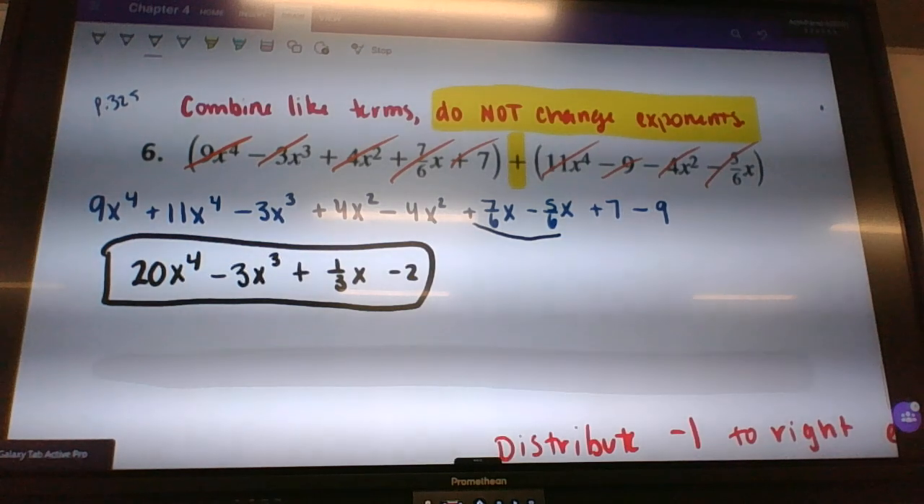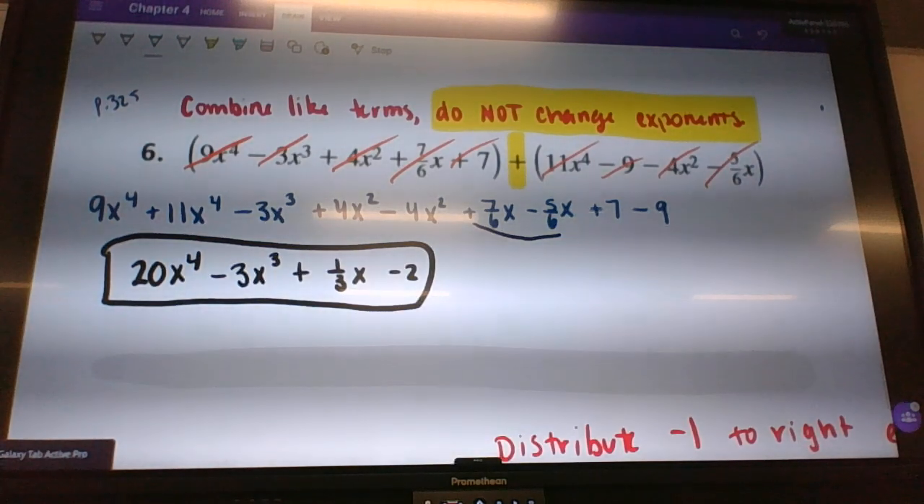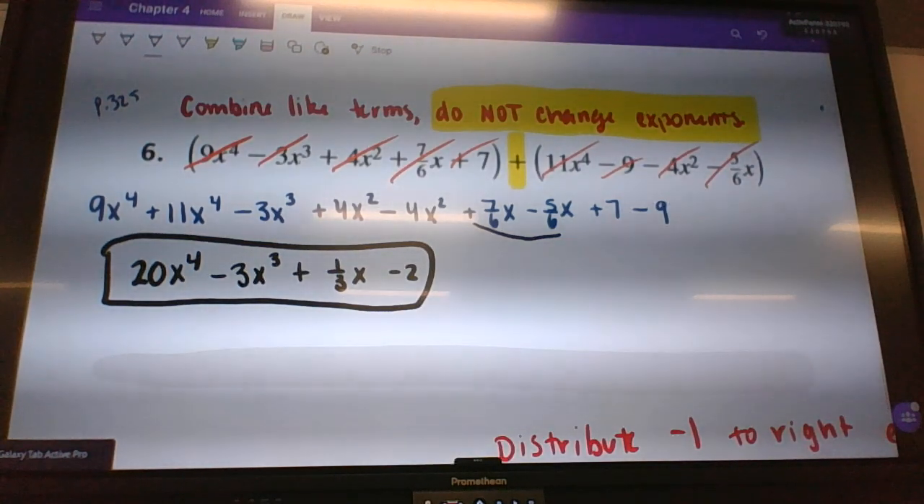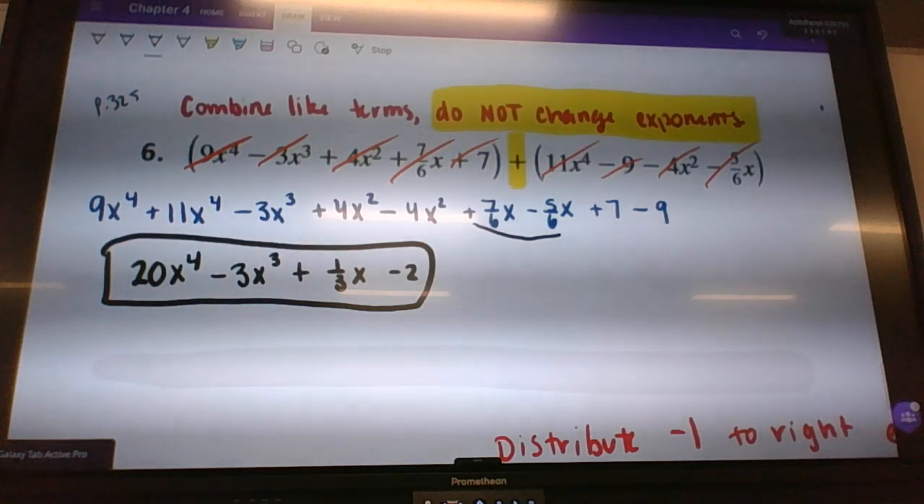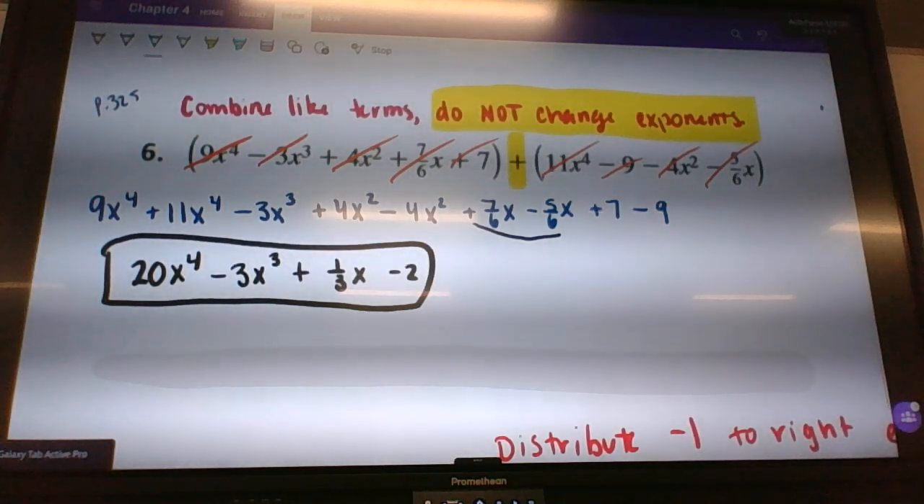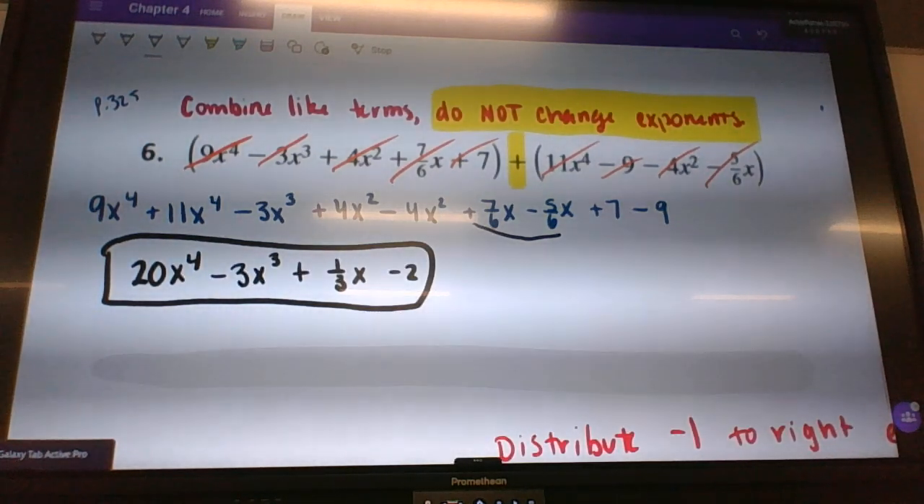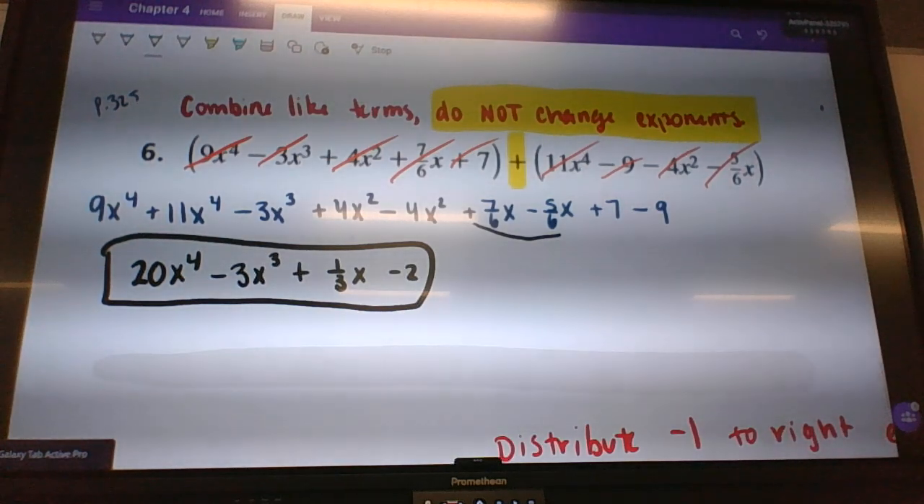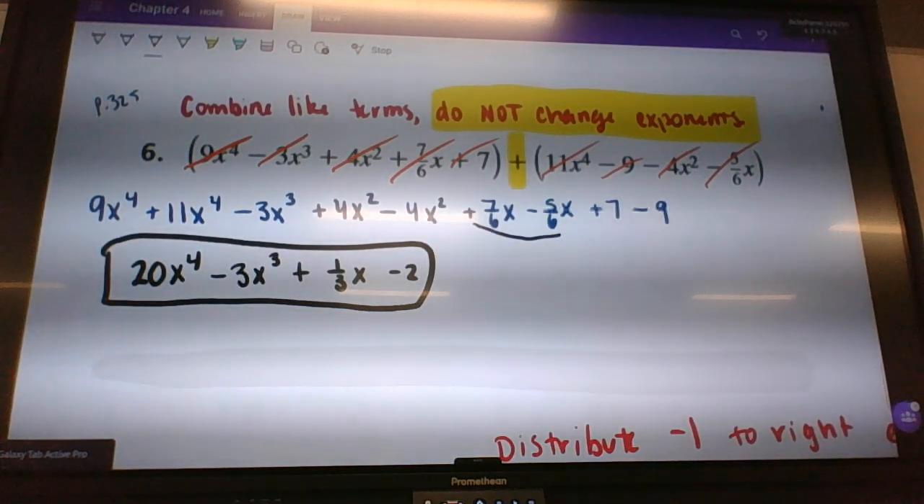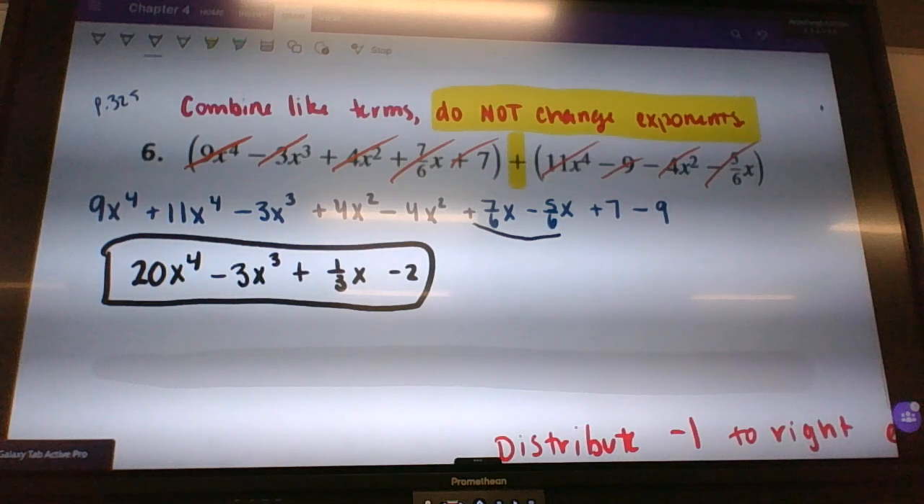I'm heading to number 10 next. Any questions on number 6 before I go to number 10? The main thing I want to highlight and emphasize here, I want to write it down and I want to say it out loud, is that when you're adding, you do not change exponents. Let's go to number 10.